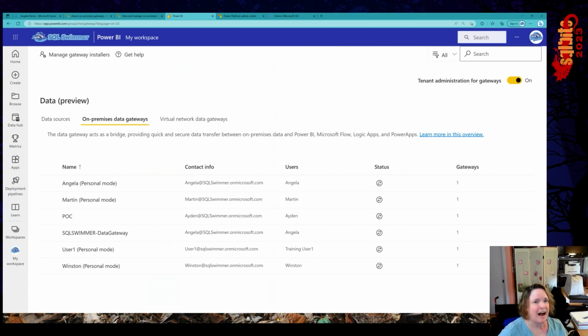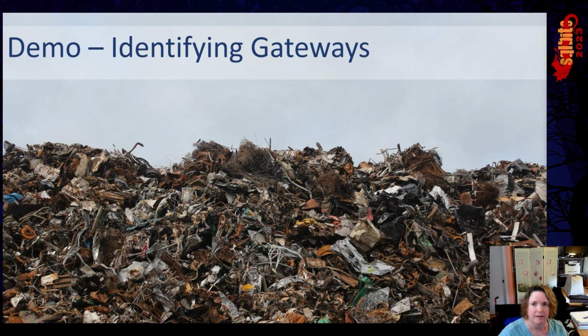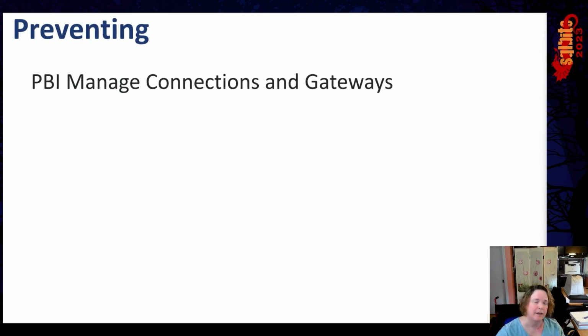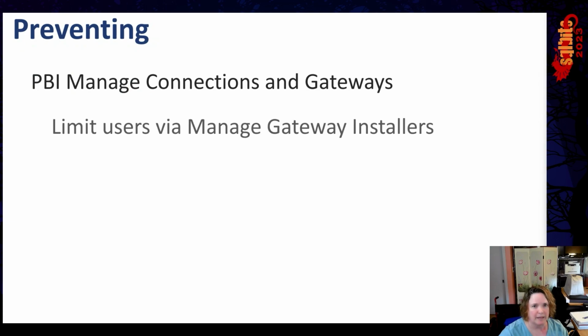So that is how we identify our gateways that are out there and installed. So how do we prevent them? Well, we're going to use that same interface that manages the connections and gateways in the Power BI service. We're going to be able to use this thing called Manage Gateway Installers to limit who can actually install, because by default, anybody can install anything in your tenant.